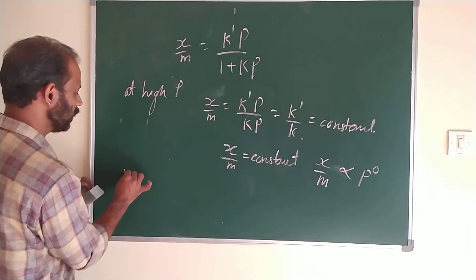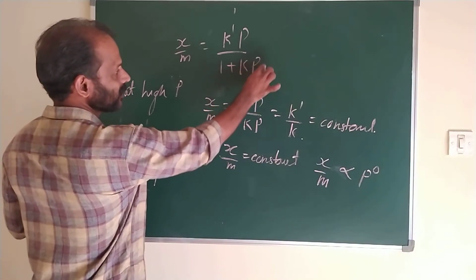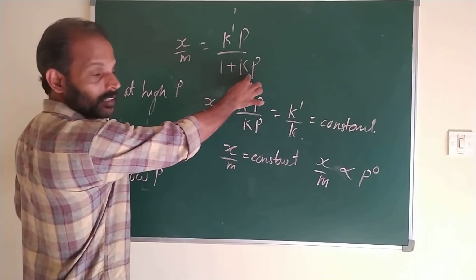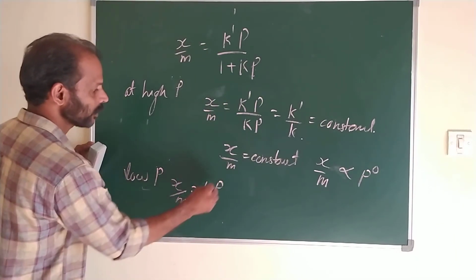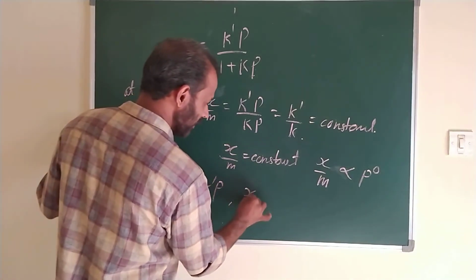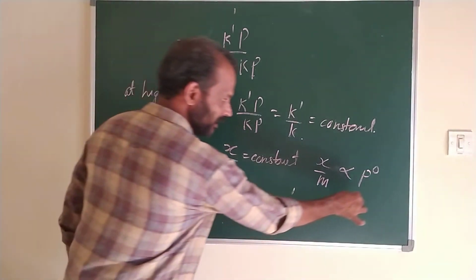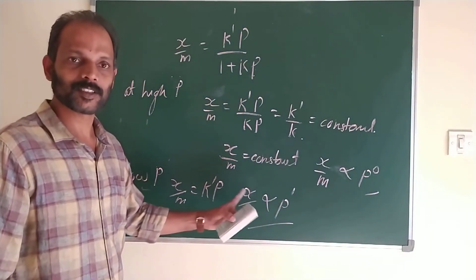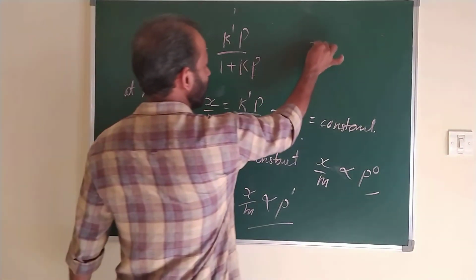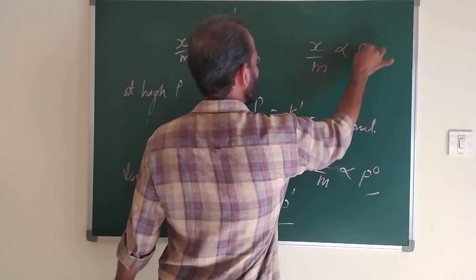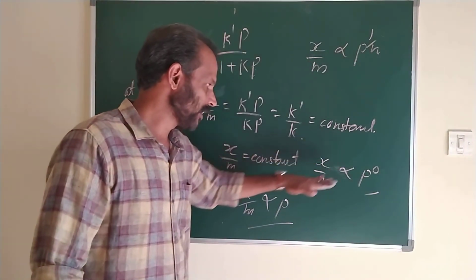And at low pressure, what happens? At very low pressure, the Kp term becomes negligible. So x by m is equal to k dash p, or we can say x by m is proportional to p raised to 1. We see these two conditions in our Freundlich adsorption isotherm. So in between this high pressure and low pressure we can write x by m is proportional to p raised to 1 by n. So it is actually the Freundlich adsorption isotherm.